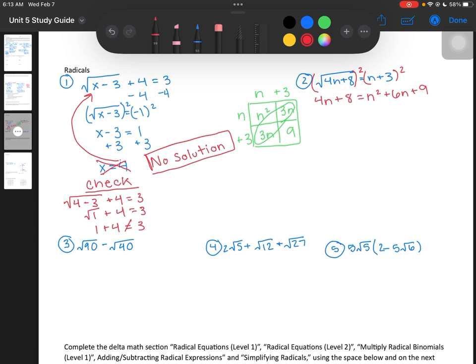And then when we have a quadratic, so something with a square like this, instead of getting all of the variables on one side, we try to get everything on one side of the equation in order to be able to factor it, because factoring is how we solve quadratics. So I'm going to go ahead and subtract 4n from both sides. And then subtract 8.